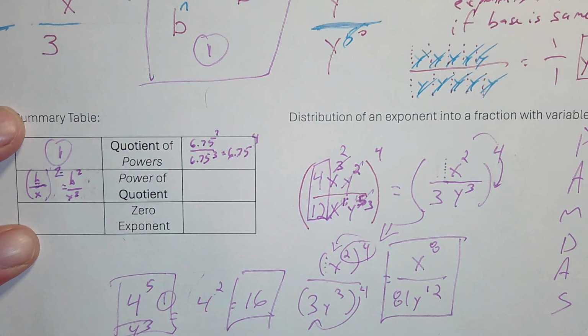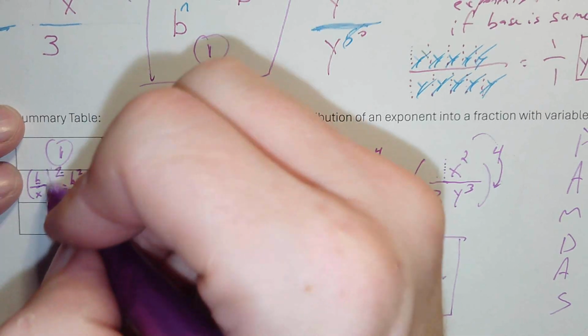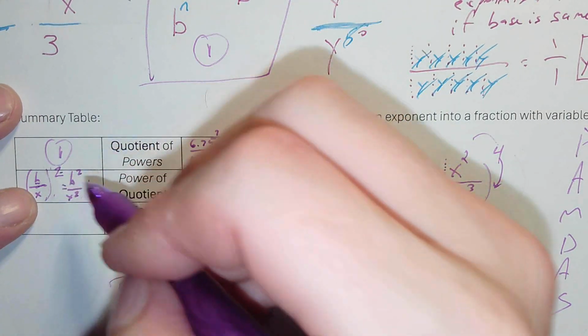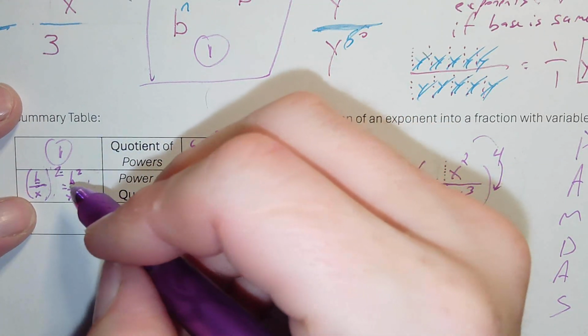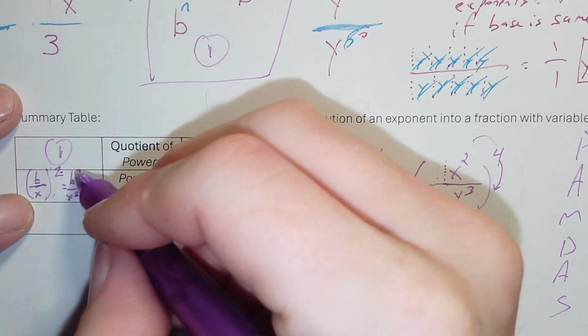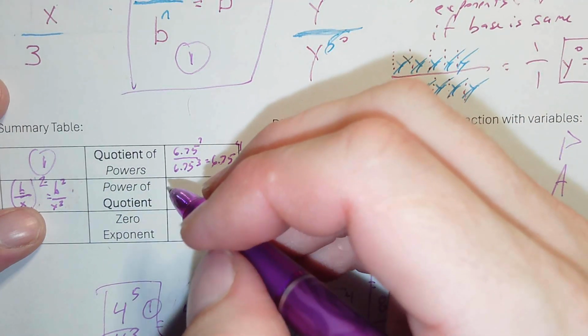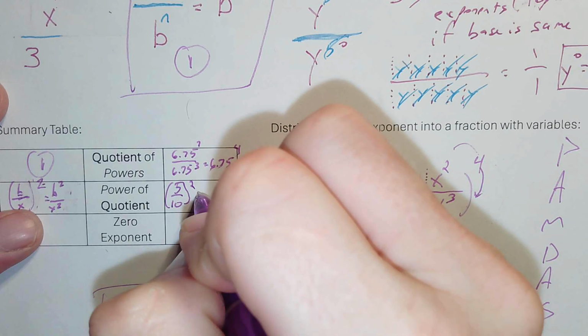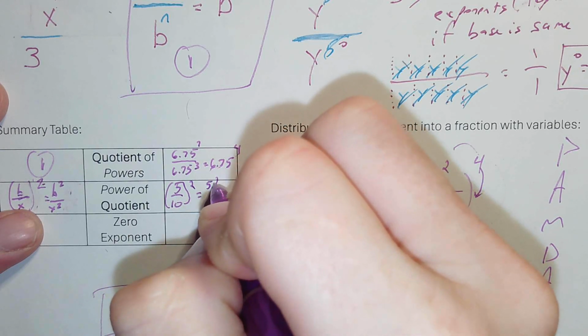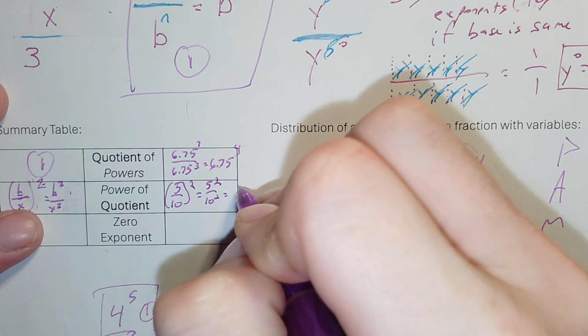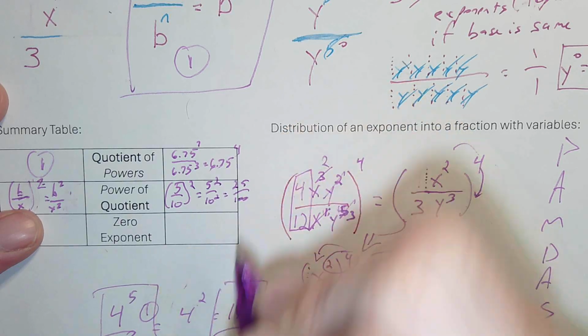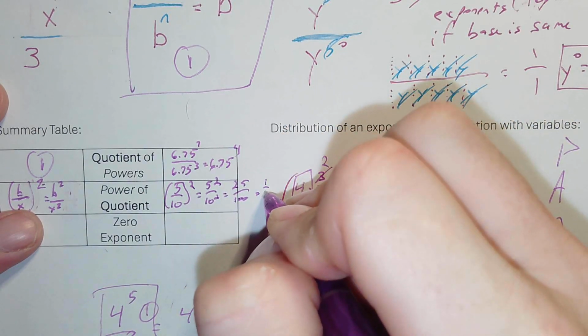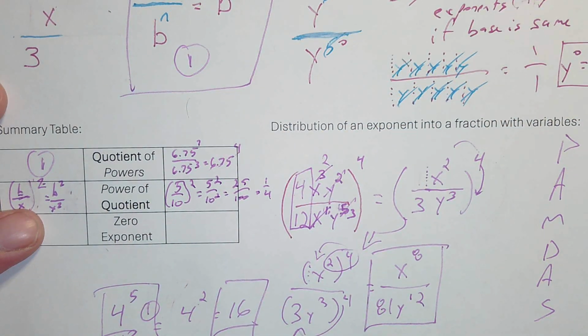That is the power of a quotient rule. If I have a fraction raised to an exponent, that exponent is applied to both the numerator and the denominator. So if I have 5 over 10, and both of these are squared, this is going to be 5 squared over 10 squared, which is 25 over 100, or 1/4.